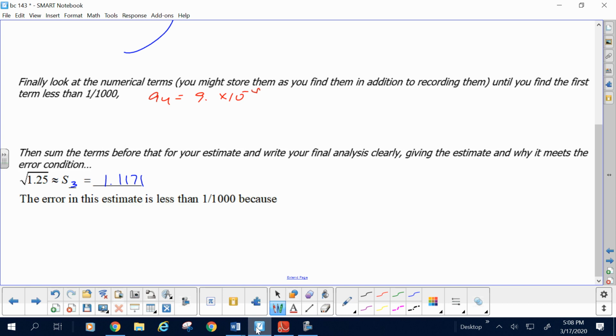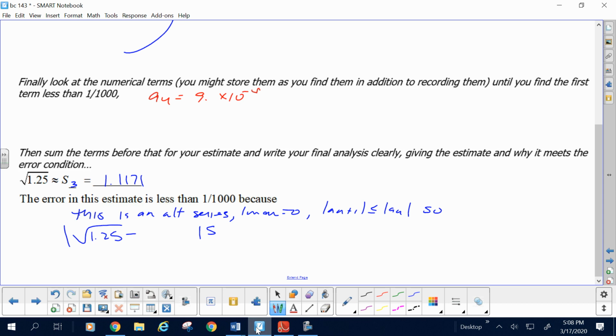There in this estimate is less than 1,000. Well, let's justify it, because this is an alternating series, and when I say this, I mean the series with the 0.25 in it. This is an alternating series. The limit of the terms is definitely 0, and the terms definitely get smaller. So it must be the case that the difference between, let's call it this, the square root of 1.25 and my estimate of 1.1171, which is the same as the true infinite sum and S3, must be less than or equal to A4, which is 9.